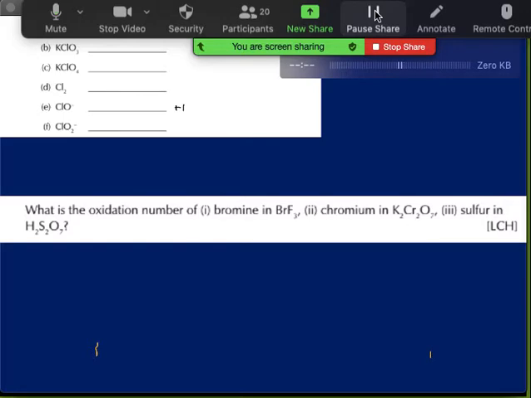So I think this is 14.4. Why are you not writing?